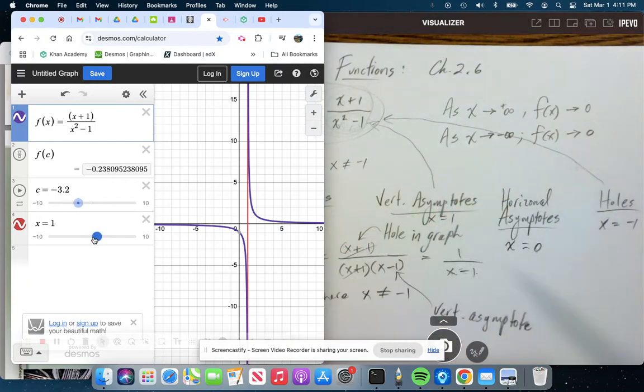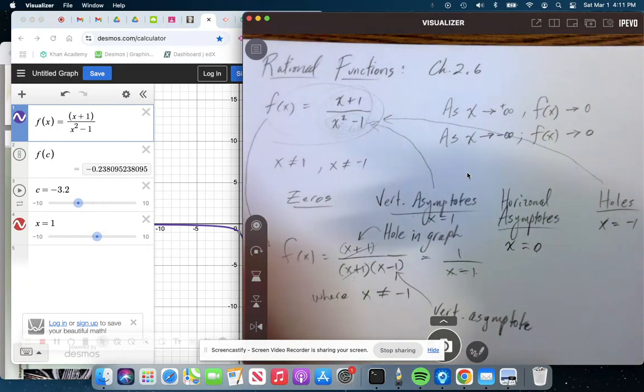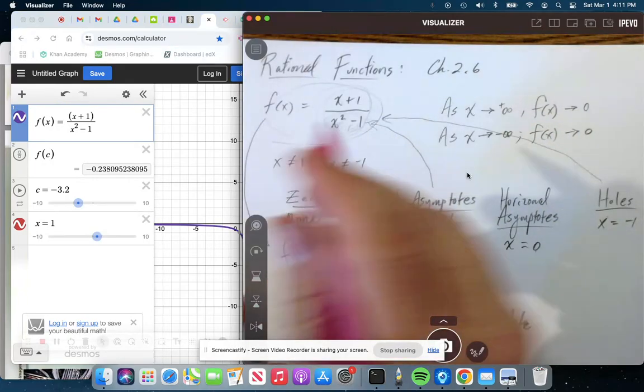And the zeros, well, there aren't any. It doesn't look like you can make this value go to 0. The reason is when you try to make the top 0 by putting in -1, it makes the bottom 0 as well, which is a no-no, right? So there are no zeros. So in this case, we just write that.